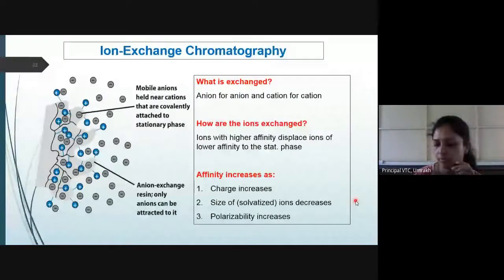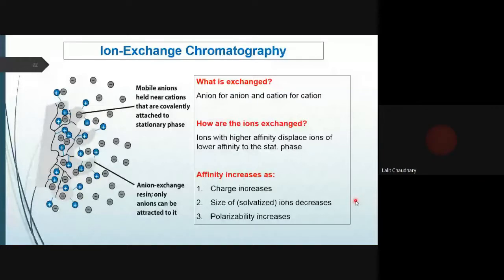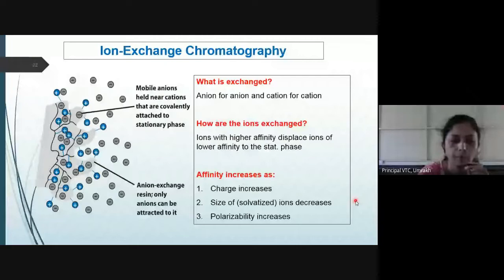Now, after bonded phase chromatography, next one is ion exchange chromatography. Is my screen visible? Yes, ma'am. Okay.